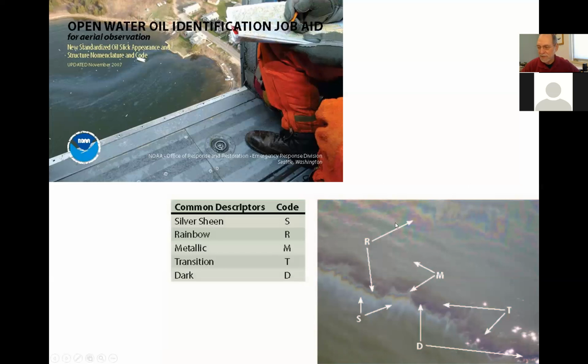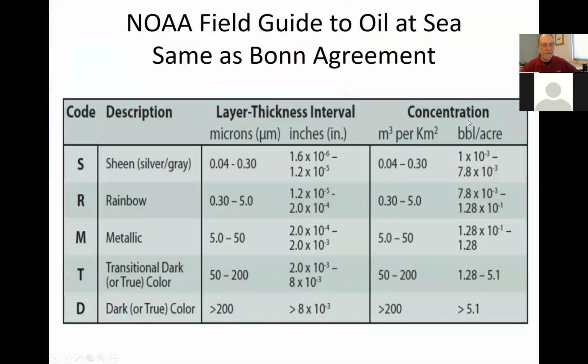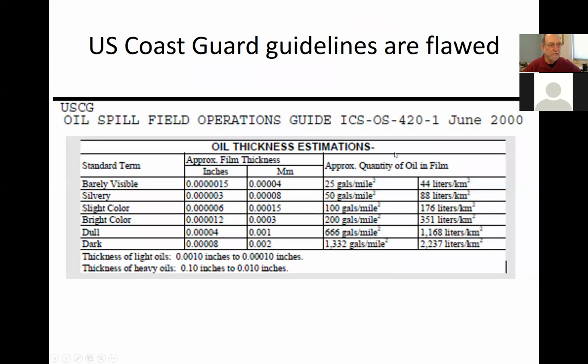Based on the evidence that we saw, we thought that the amount of flow had to be much greater. Okay, so this is the field guide that NOAA puts out, and there's an international agreement called the Bonn Agreement, which suggests that these should be the guidelines for that. Well, this confusion that occurred came because the Coast Guard uses very different guidelines.